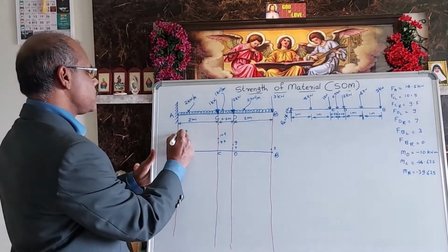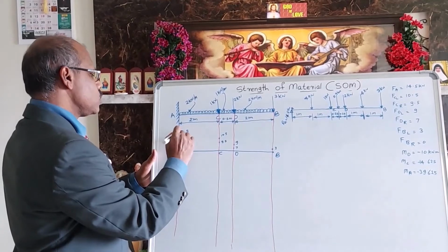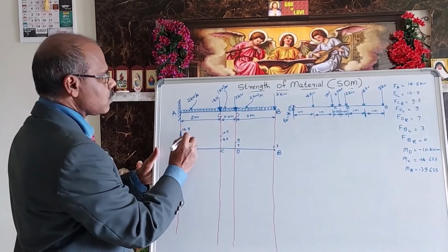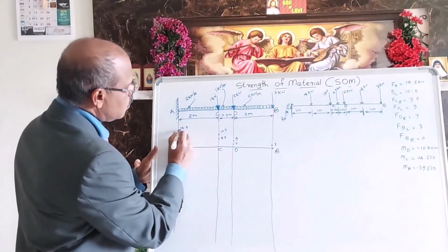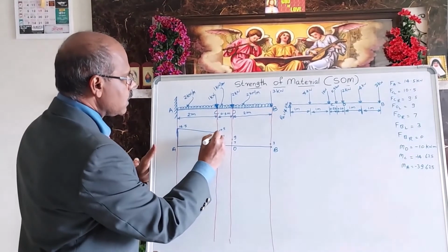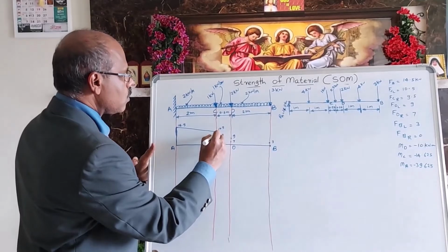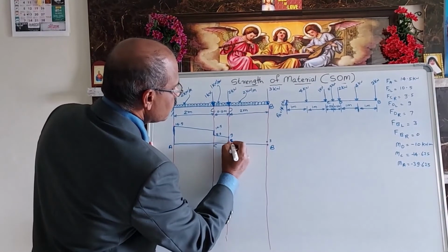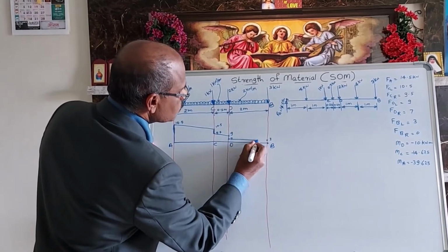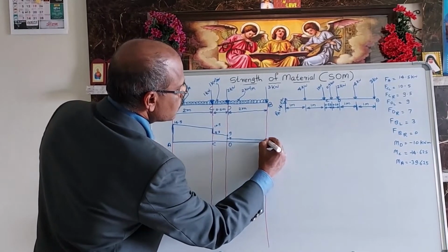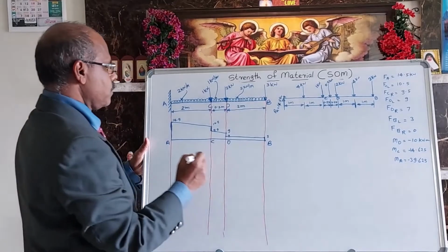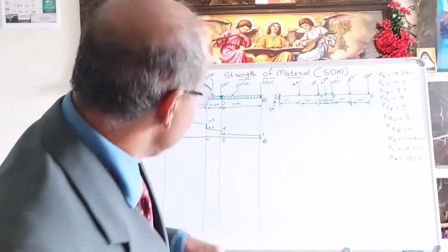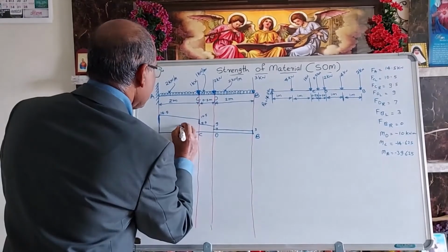Now join all these points smoothly. Then down, then to the next point, then down, then the next point, then down. Okay. So this will be our shear force diagram, and it is entirely positive.